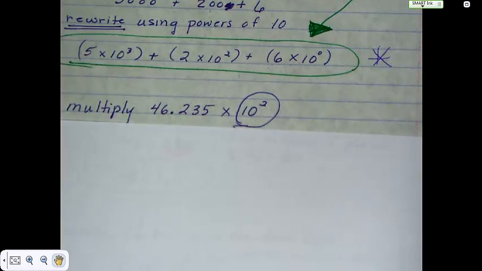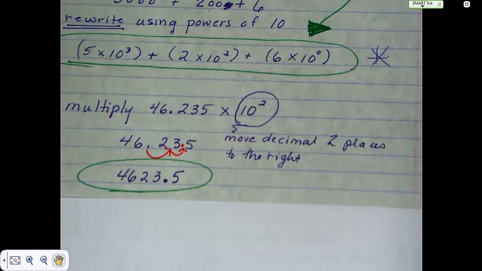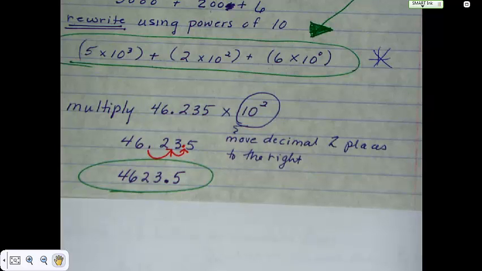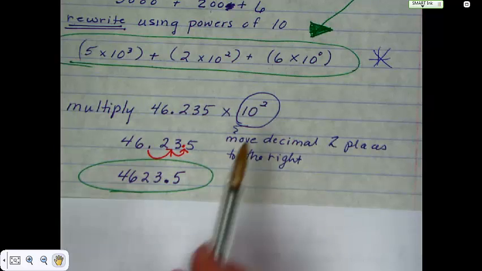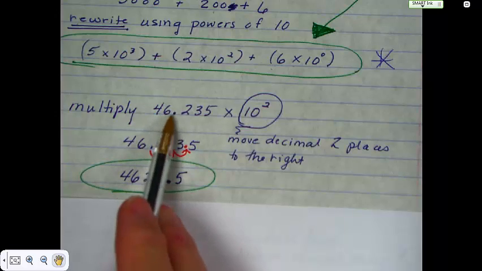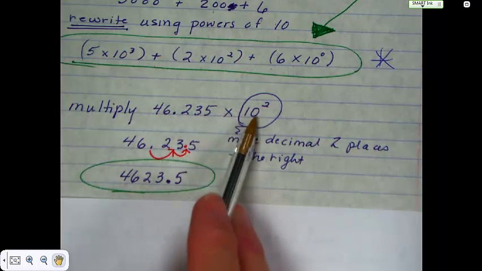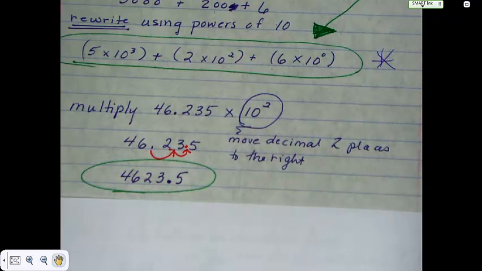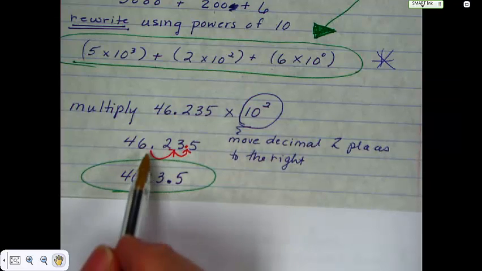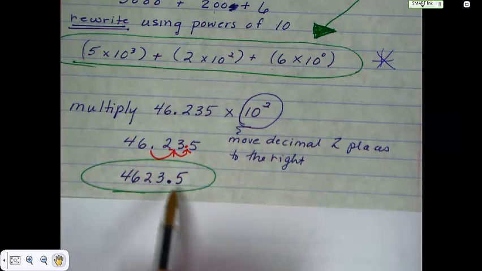And we are talking a little bit about multiplying with decimals, or excuse me, multiplying with powers. If you multiply 46.235, or 46 and 235 thousandths, times 10 to the 2nd, you are virtually just multiplying it times 100, right? So you move the decimal place 2 places to the right and it becomes this.